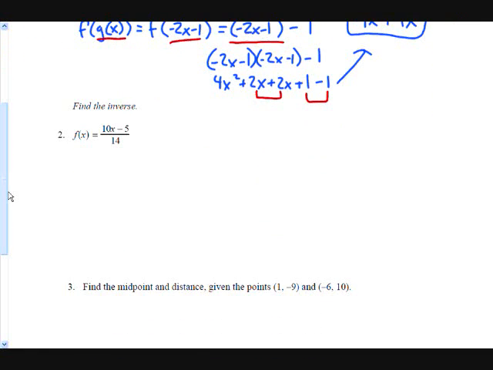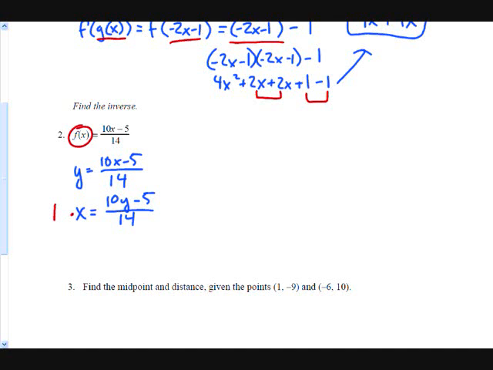Remember, the inverse is when I switch the x and the y, and then I'm going to solve this thing for y. And keep in mind that f of x and y are the same thing, so essentially this says y equals 10x minus 5 over 14. And now for the inverse, I switch the x and the y, so I'm going to change it to x equals 10y minus 5 over 14. And now I'm just going to solve this for y.